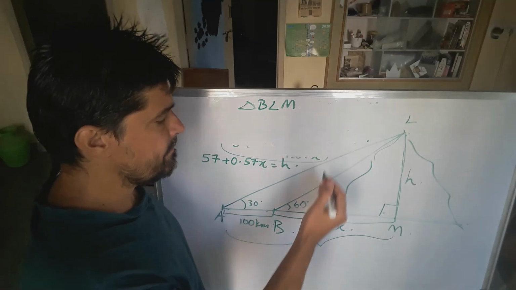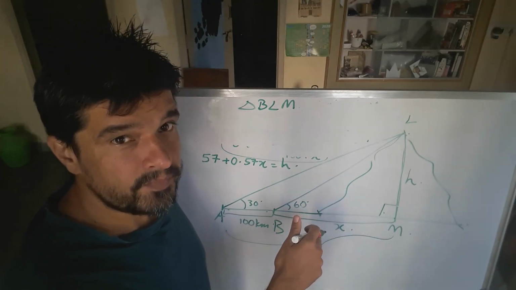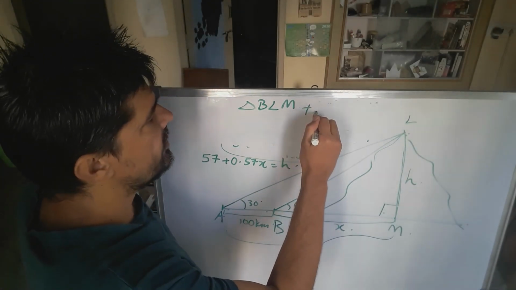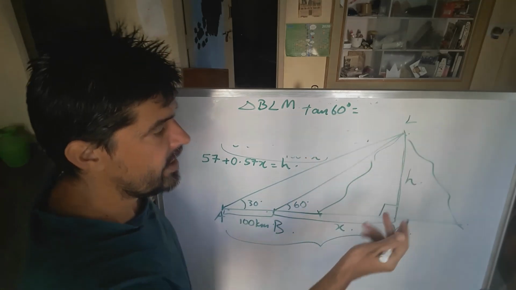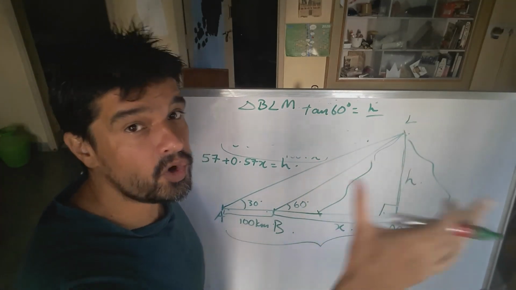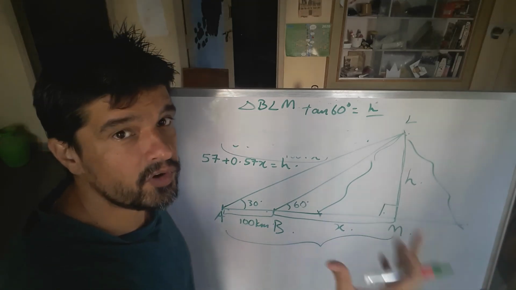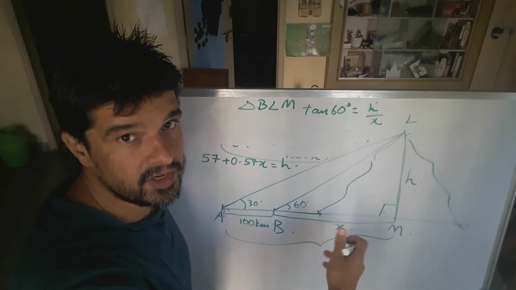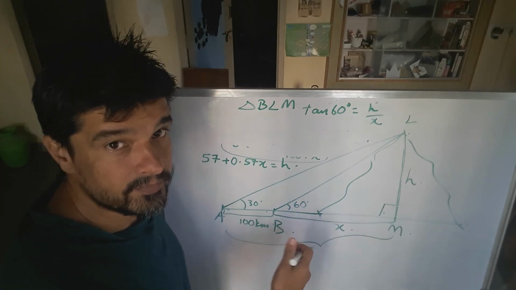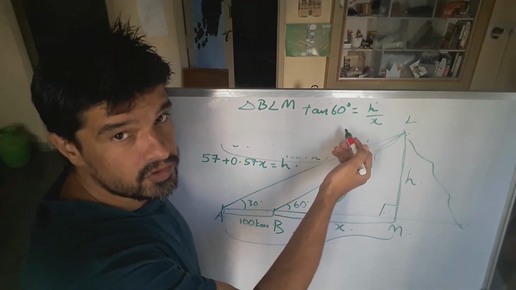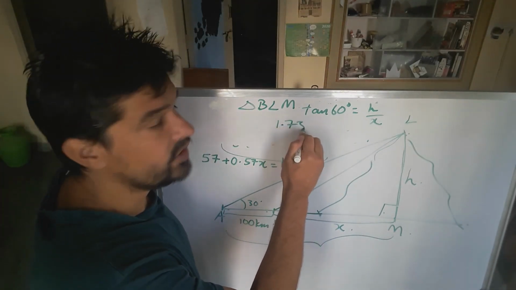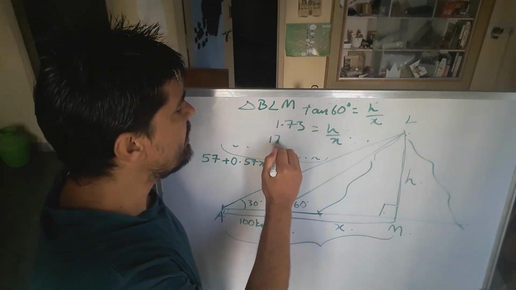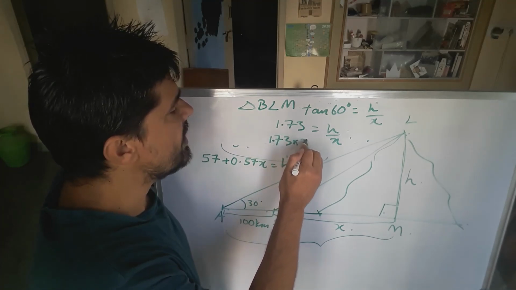In triangle BLM, I would take tan of 60 degrees. And tan of 60 degrees is what? It is the height by the base. So tan of 60 degrees, the height, we are calling it H. We have sort of assigned it. These are called variables. We assign it a value just for convenience. So H is the height and X is the BM, from the base of the mountain to the closer point B. Tan 60 is also a known value. It is 1.73, root 3 basically, is equal to H by X. And if I cross multiply this X, I get 1.73 into X is equal to H.